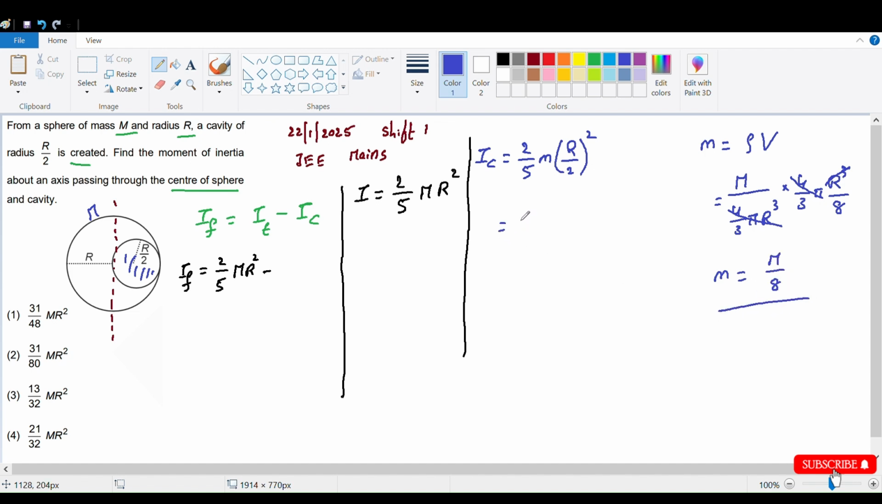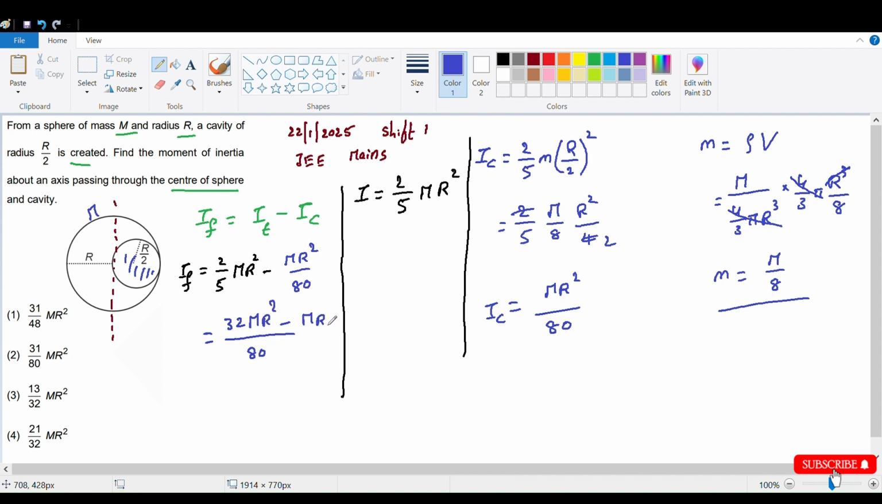Substitute here. This is 2 by 5, capital M by 8, R square by 4. You can cancel 2 times. Finally I got the cavity moment of inertia MR square by 80. So 80 is the LCM. 32 MR square minus MR square, this is 31 MR square by 80. Option 2 is the correct answer.